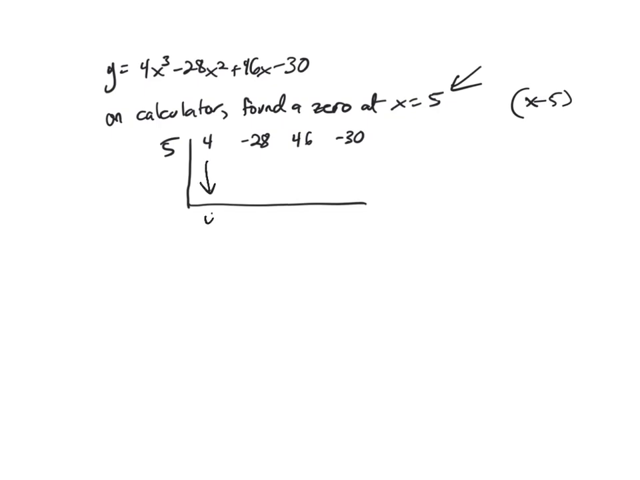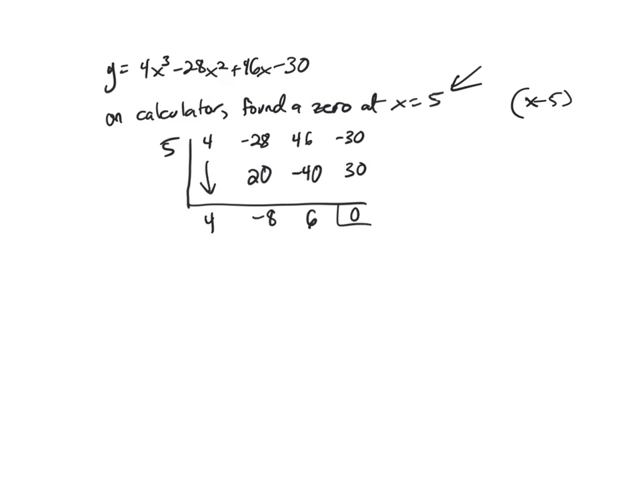We drop down the 4, and then we multiply 5 times 4 and get 20. Then we add the negative 28 and 20 and get negative 8. Now we multiply 5 times negative 8 and we get negative 40, and we add 46 and negative 40 to get positive 6. And then we multiply 5 and 6 to get 30 and add to get a remainder of 0.